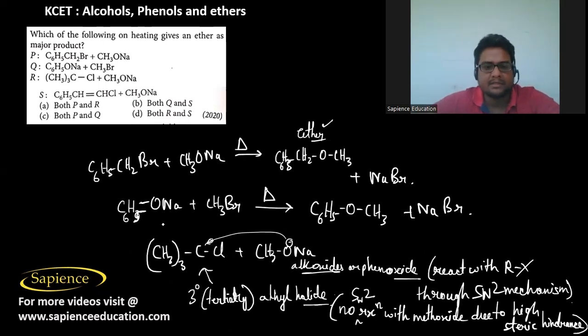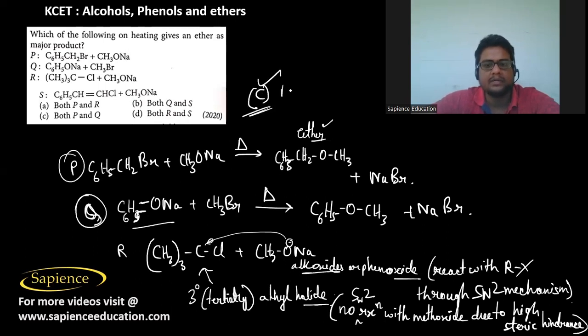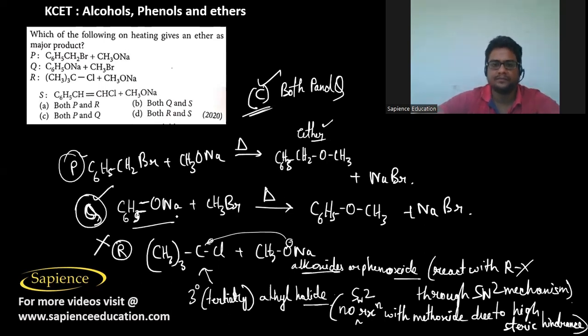So it means that only P and Q will give ethers, and R will not give an ether. So option C is the correct answer, that both P and Q will give ethers and R will not give an ether.